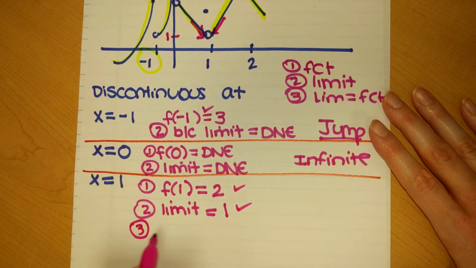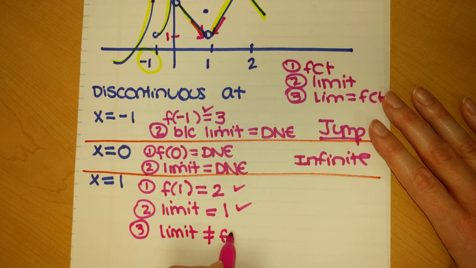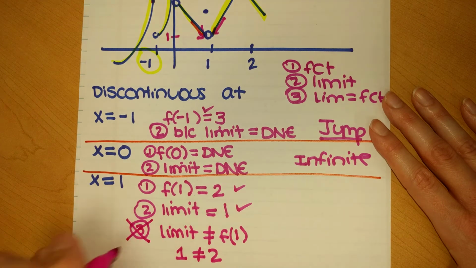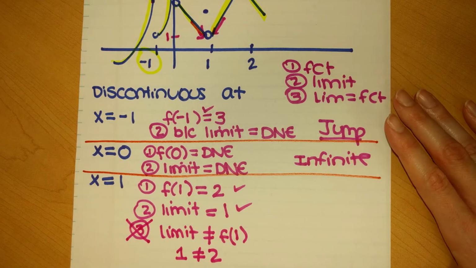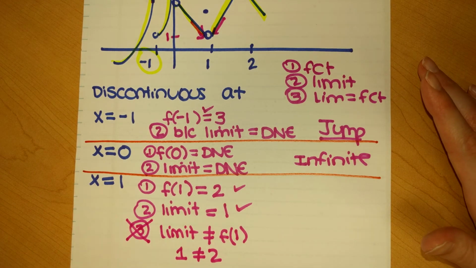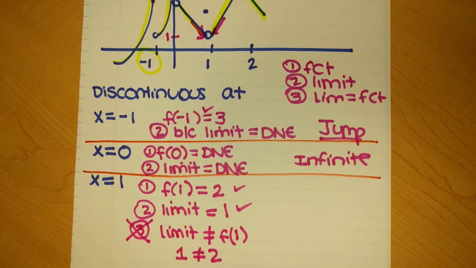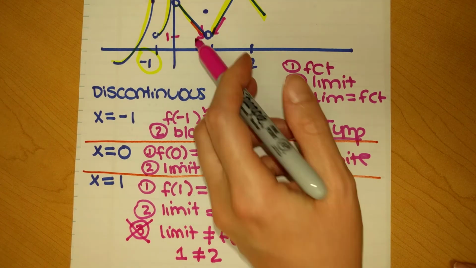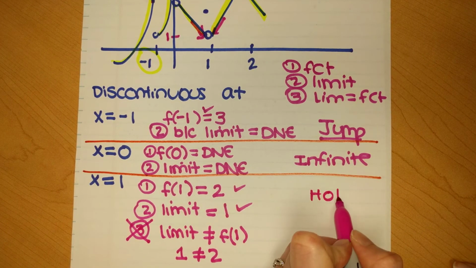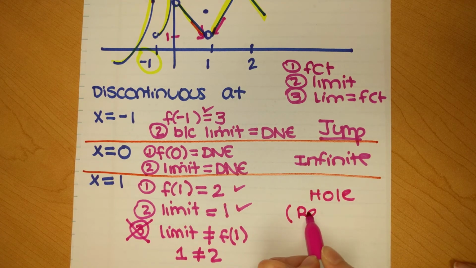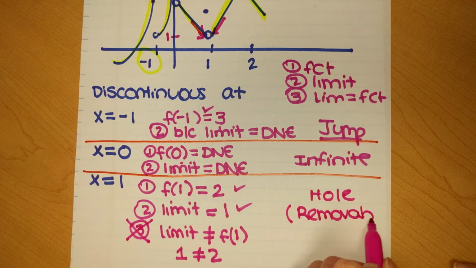What's not satisfied is that the limit does not equal the function value at 1, because the limit is equal to 1 and the function value is equal to 2. So condition 3 is failing us. Now, what type of discontinuity do we have there? It is not a jump in the graph. It is not blowing out to infinity. Because of this hole that we have in the graph, this would be a removable discontinuity.